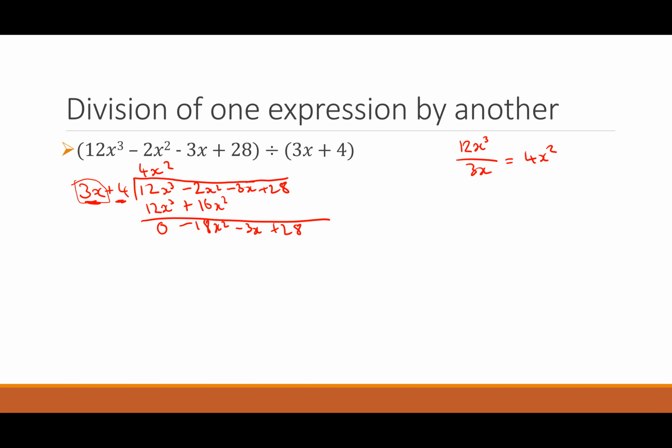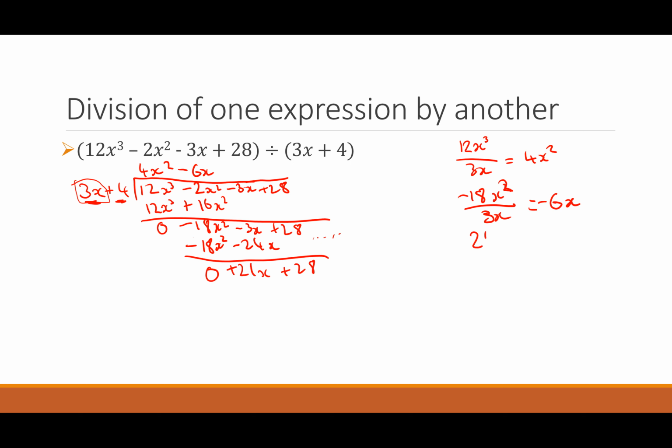Now we're going to do exactly the same thing on this second expression. We look at the highest power, which is minus 18x squared, and divide that by 3x. That gives you minus 6x. So the next term is minus 6x, and then we multiply 3x plus 4 by minus 6x. That's minus 18x squared, and then 4 times minus 6x equals minus 24x. Let's take this away again. We end up with 0 on this one. Minus 3x minus minus 24x is going to be plus 21x, plus 28.